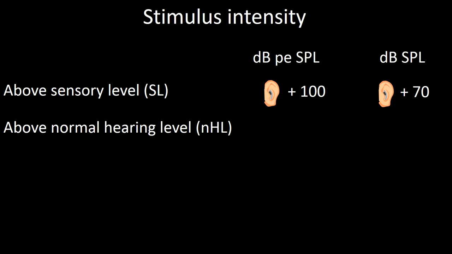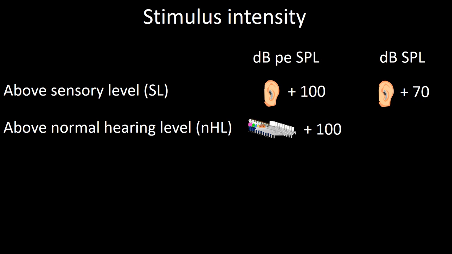When designating a click as SL but using dB SPL as the unit, the intensity of the click is usually arrived at by adding 70 dB SPL to the sensory level of the particular ear.